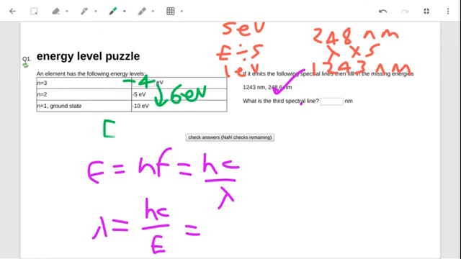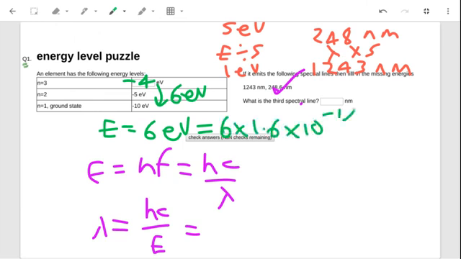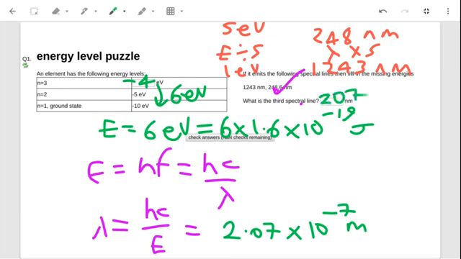So with an energy of 6 electron volts, remember that's 6 times 1.6 times 10 to the minus 19 joules. If I put that into this equation here, that gives me 2.07 times 10 to the minus 7 meters, or 207 nanometers.